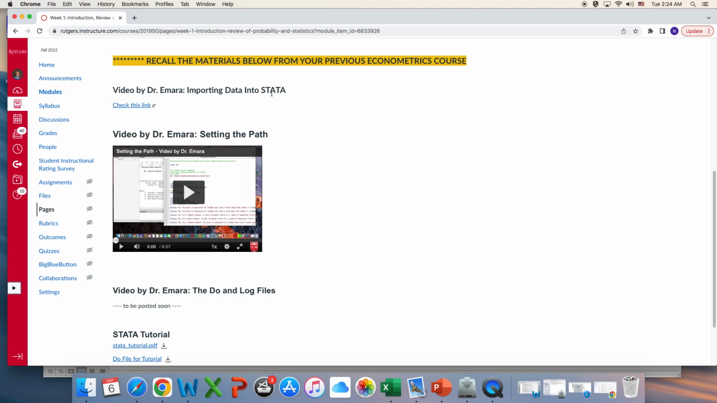You have here importing data into Stata. Click on this link to go to the video. You have a video on setting the path on Stata, so watch it. And then there will be a video here on the do and the log file. I will post it tomorrow.